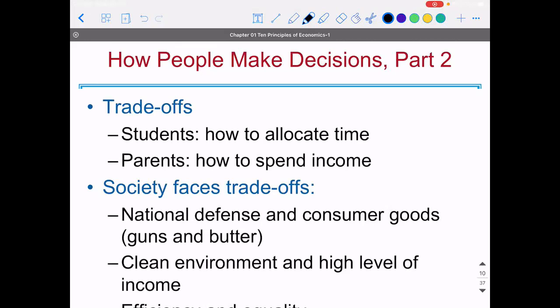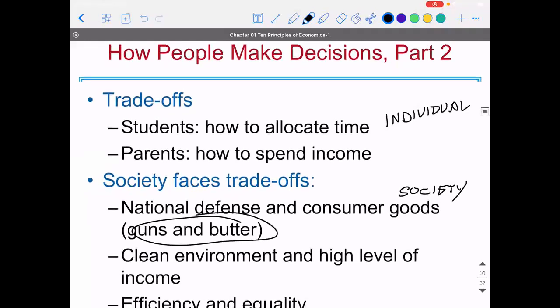Those trade-offs are helping us allocate our time, distribute our time. We face this both as individuals, and we face it even as a society. If you think about what politicians debate about, the classic one is this guns and butter idea, this idea back in the 1950s of, were we going to spend more money on national defense, or were we going to build schools or something like that?